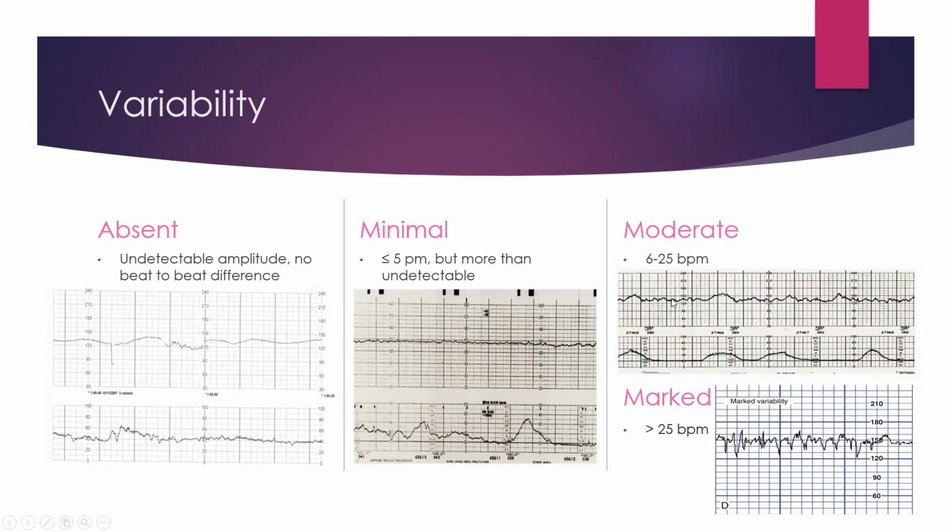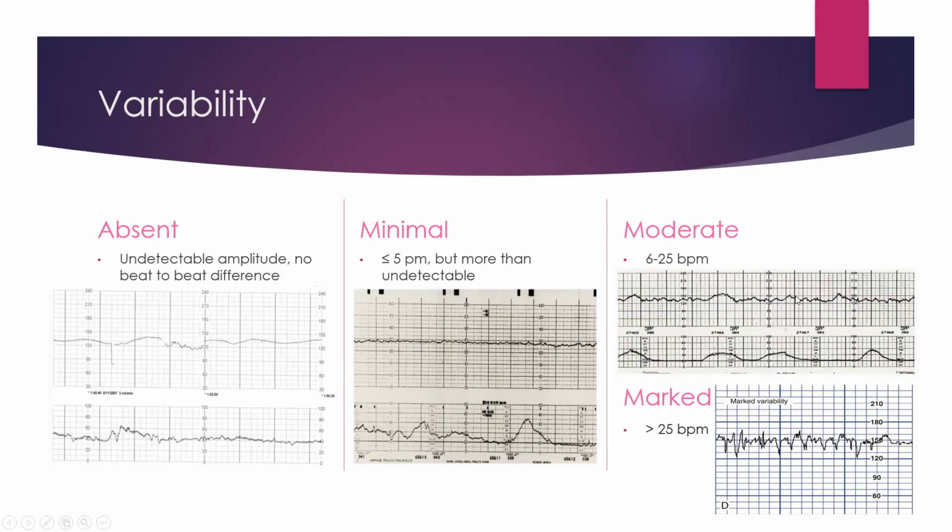So from one beat to the next, over and over on average, we're having a fetal heart rate change of 6 to 25 beats per minute. So it looks like this nice, squiggly, wonderful, reassuring line. Now, in comparison, over here is the minimal variability. Minimal variability is going to look like a beat to beat change of less than 5 beats per minute. So you can see a vast difference in the beat to beat difference.